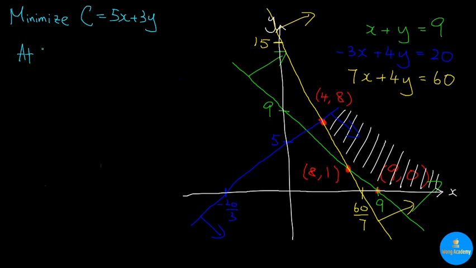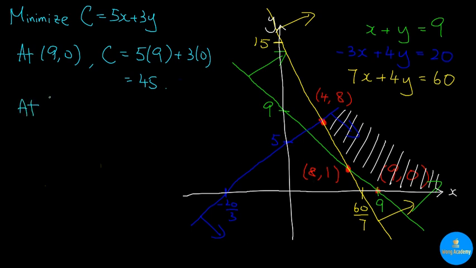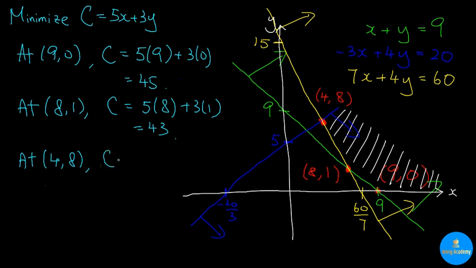So, at the vertex 9, 0, we will have C is equal to 5 times 9 plus 3 times 0, which is 45. At the other vertex 8, 1, the C value would be 5 times 8 plus 3 times 1, which is 43. At this vertex 4, 8, the C value would be 5 times 4 plus 3 times 8, and that is 44. Out of these three values, we found that 43 is the smallest.